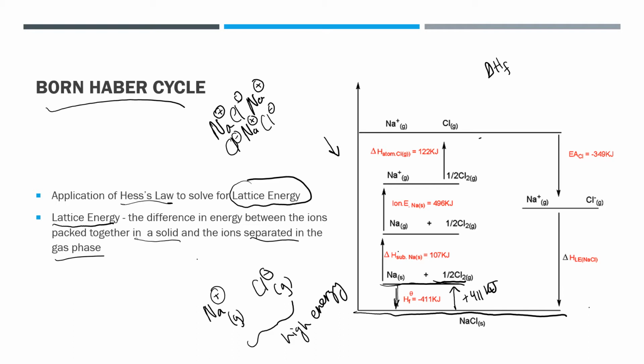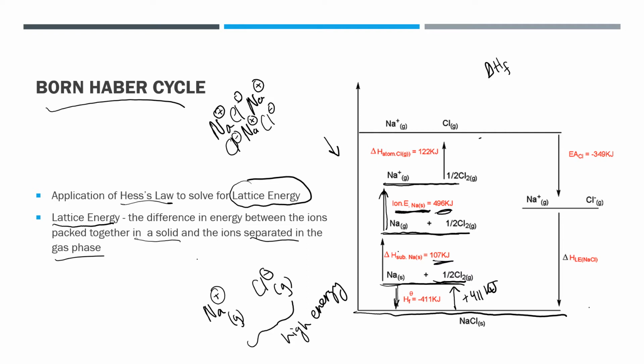The next thing we have is sublimation. You see delta H sublimation of sodium. We want to make the sodium a gas, and that takes a certain amount of energy. Now we have our sodium and our chlorine in the gas phase. Next we take the ionization energy of sodium, which is how much energy it takes to pluck an electron away from sodium. So I'm removing the valence electron from sodium. That takes a certain amount of energy, and we end with this Na plus ion in the gas phase.